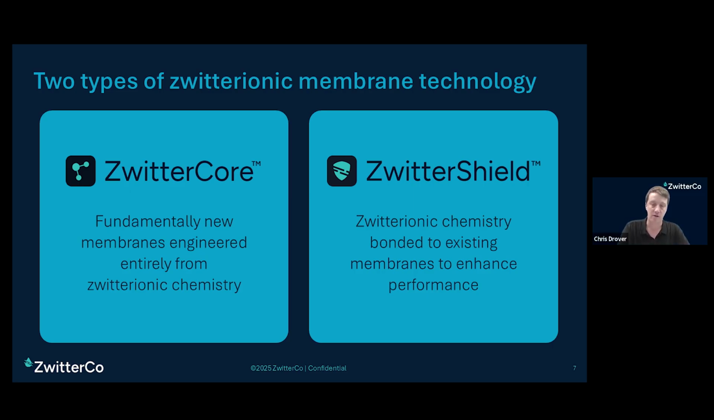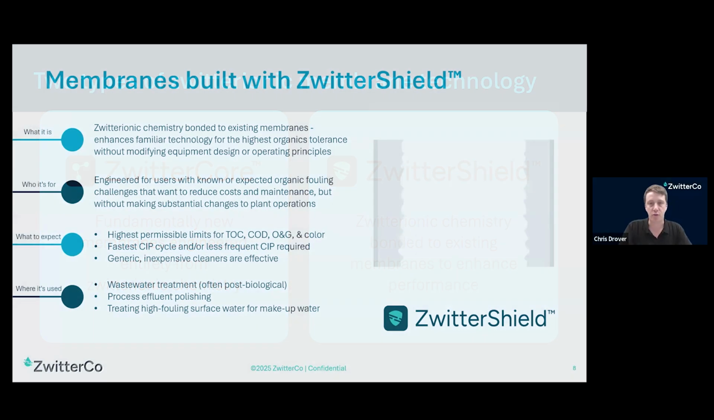More recently, and this stands in a little bit of contrast, is our ZwitterShield technology. This is a variation of this chemistry that we've developed over the last couple of years and a new manufacturing process that we use to add this protective layer that guards against organic fouling to existing membranes in a way that's permanent and doesn't compromise their intrinsic membrane performance. And this technology is what powers our Elevation RO membranes, and it's what we're going to spend a little bit of time on today. So what is ZwitterShield?